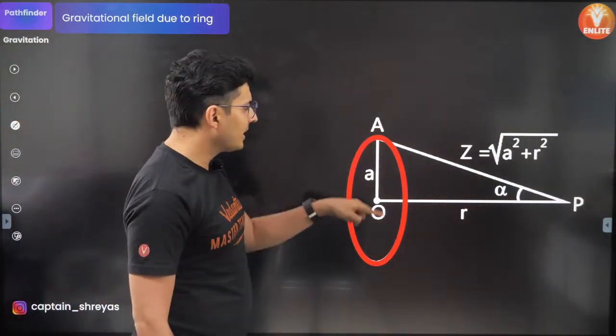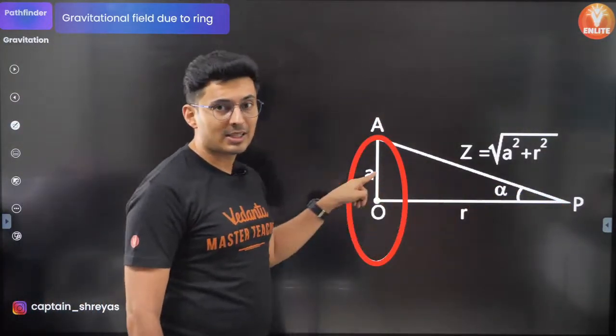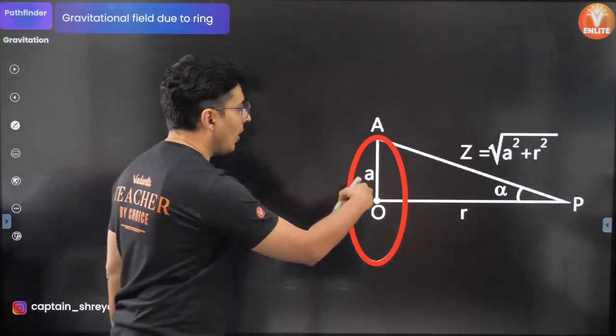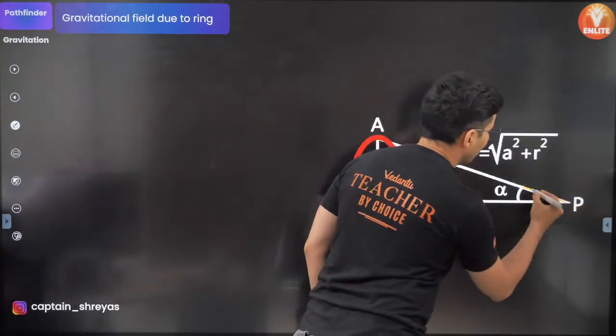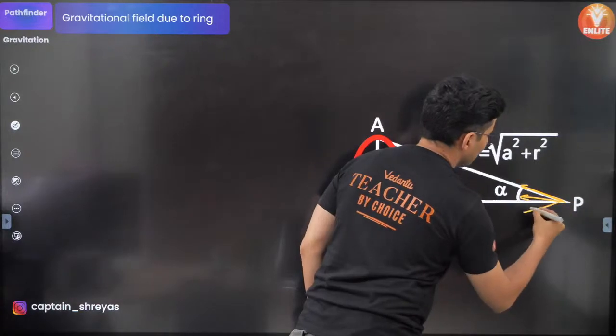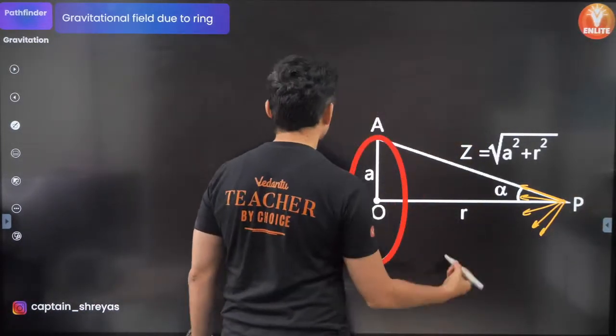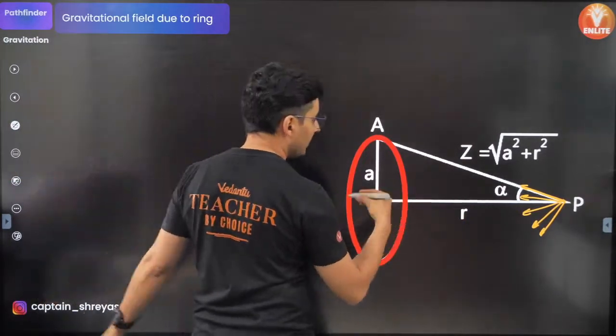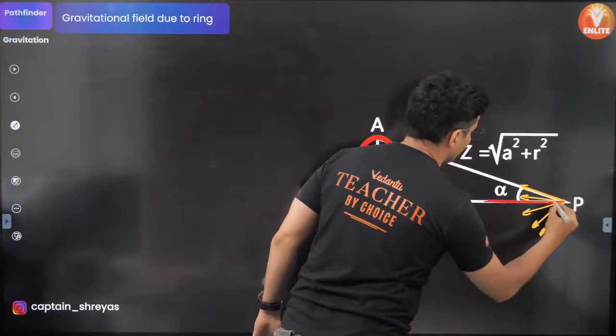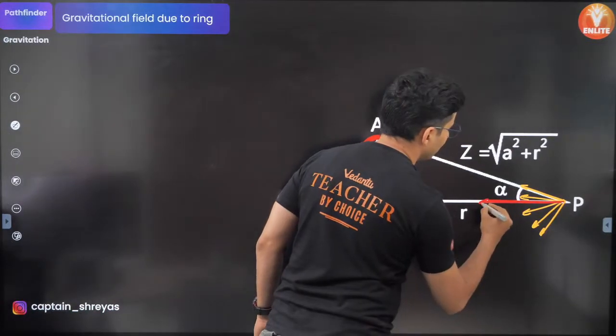So if there is a ring over here, this point will experience field. So all the masses over here will apply forces like this, like this, like this. Okay, and you will see that there will be a net force which will be created, or a net field which will be created in this direction.